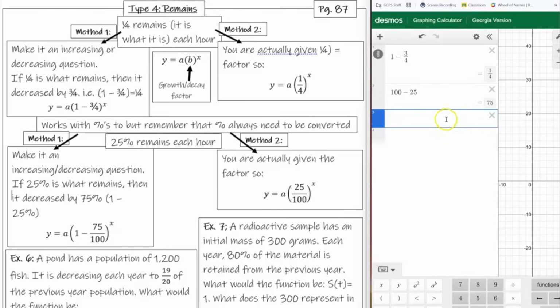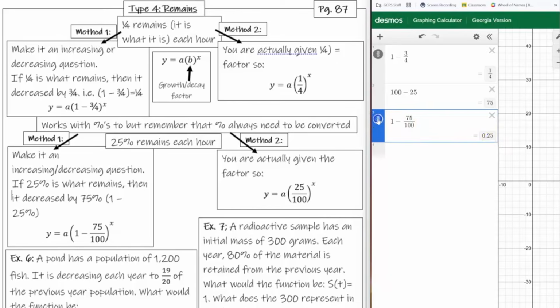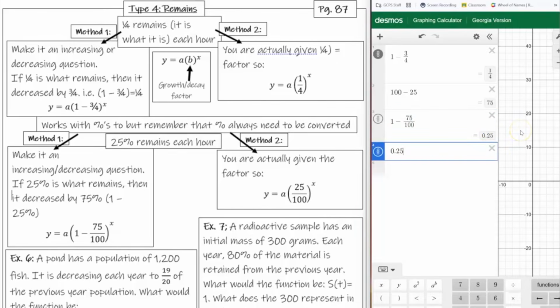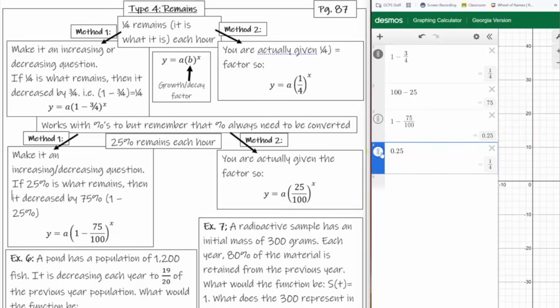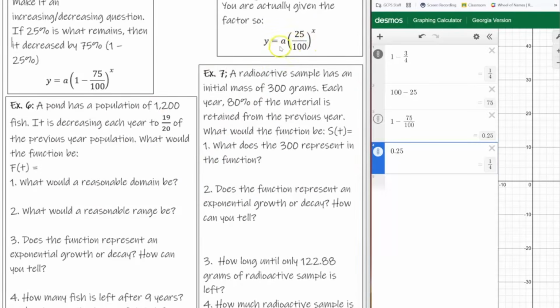So my decay would be, and it has to be in 1 minus form, so it can't be 100, right? So 1 minus 0.75, or 75 divided by 100, which is 0.75. See that? And that means I have a quarter remaining, or 25%. It just depends if you want to make it a percent or leave it as a fraction. So either way, no matter what they give you, you can write it as a decreasing question, or you can just realize if it's what is remaining, that is my B because it's remaining. It's not increasing or decreasing by anything. So again, just pick the method that you like, but I'm just going to go with the easiest one, which is method 2.